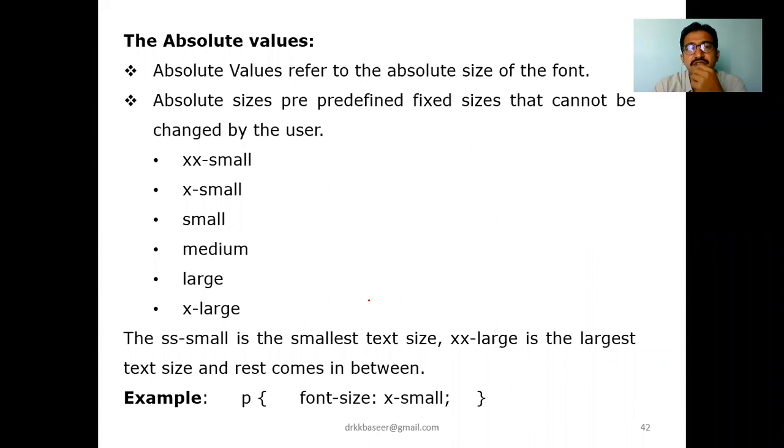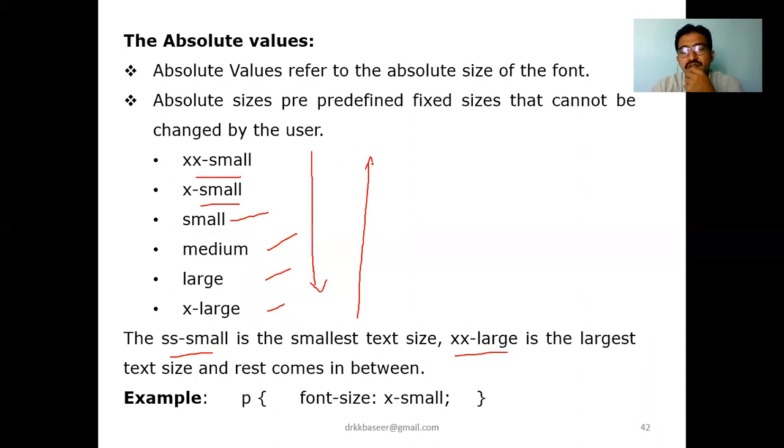The next, coming to the absolute values. In the absolute values, we can mention xx-small, or x-small, or small. Then medium, large, x-large, like this. If you want a very little size, you can go for xx-small. See the example here, x-small, in the sense if you want very small, you can use the smallest one, that is xx-small. If you want the largest one, you can use xx-large, the largest text font. Now if you want the middle, in between xx-small and xx-large, you can use any of these: x-small, small, medium, large, x-large. So between these you can use any sizes. If you go in increasing order, the font size also increases. If you go in the reverse order, the font size will decrease. Okay.